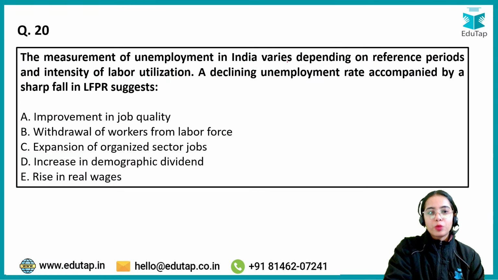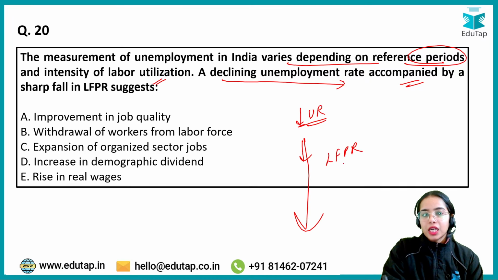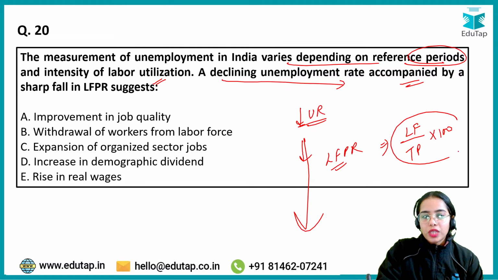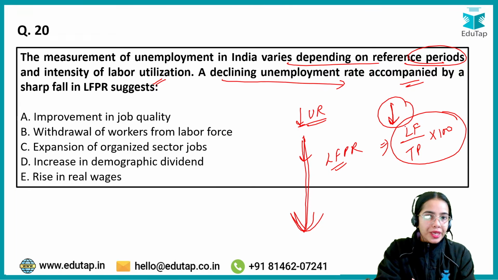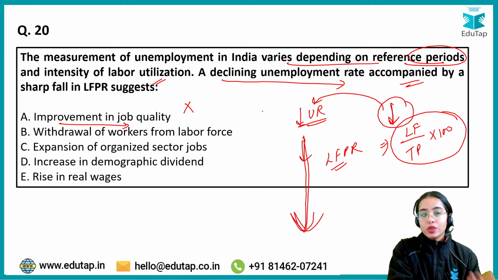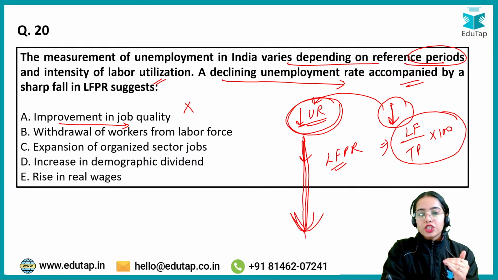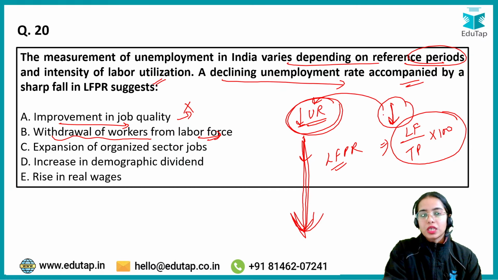Now, next: the measurement of unemployment in India varies depending on reference periods and intensity of labor utilization. The unemployment rate is declining, accompanied by a sharp fall in the labor force participation rate. Labor force participation rate shows us the percentage of the labor force out of the total population. If there is a sharp fall in labor force participation rate, that means fewer people are going into the labor force, and that's why there is a lower unemployment rate. So we cannot say there is an improvement in job quality, because the unemployment rate is declining because of the sharp fall in labor force participation rate. Even without an improvement in job quality, workers might have withdrawn from the labor force. The labor force has decreased.